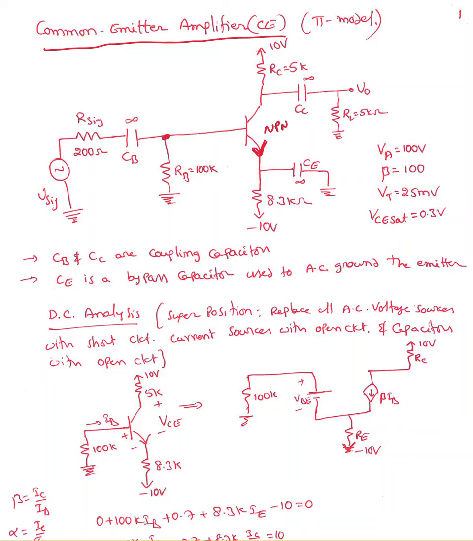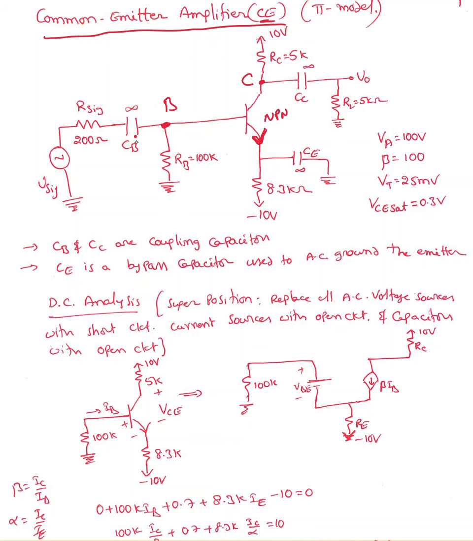Now my input is connected to the base. That's my base. Input signal is right here, and output is connected to the collector. So what will be the common terminal? Then emitter must be the common terminal. So that's the reason we call this a CE amplifier, common emitter configuration.